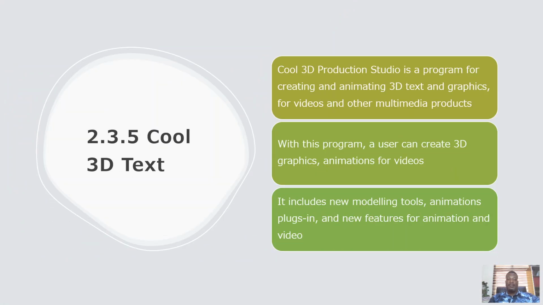All right, so that is the same way we have Cool 3D text. As the name says, Cool 3D Production Studio was responsible for this program, and you can use Cool 3D text to create and also animate 3D objects or text. It could be graphics, it could be video for video production and also multimedia products. So with this type of program, a user is able to create 3D objects or graphics, animations for a video. And as I said, when you get to third year, you'll be able to create 3D objects, have some scenes.